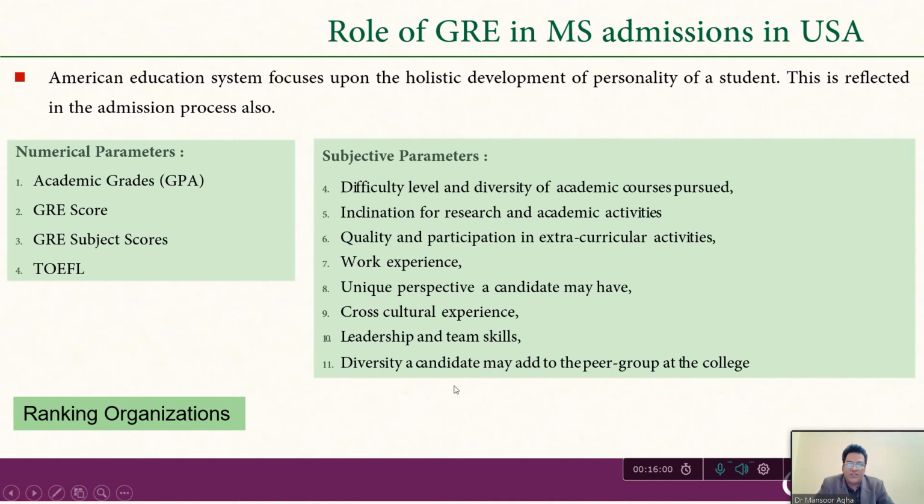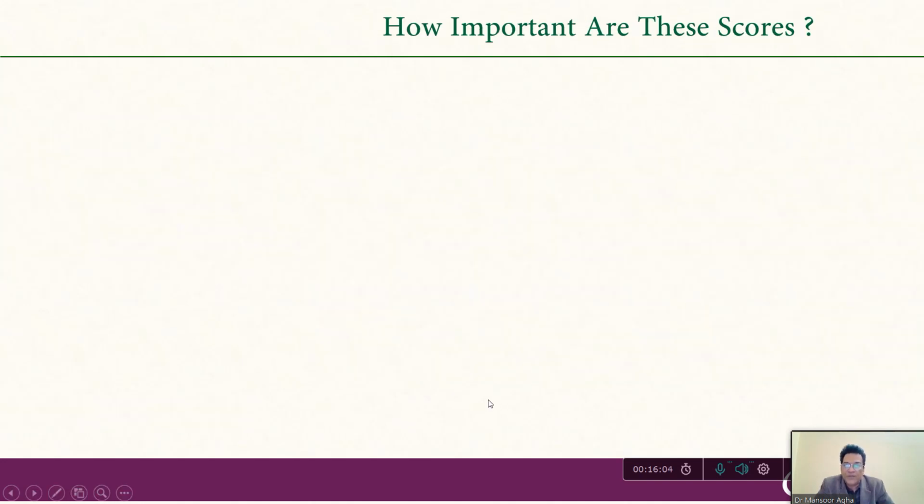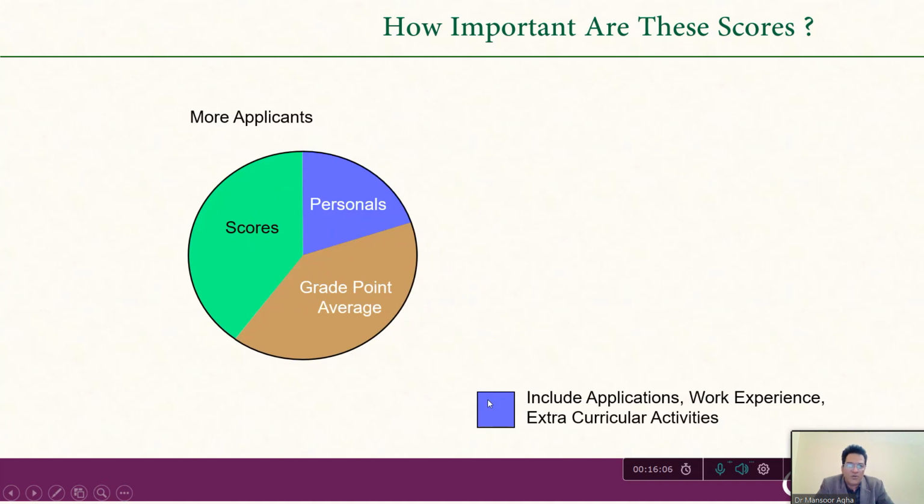And as the admission process proceeds further, the subjective parameters have a bigger role to play. So let's understand how important are these scores. If you're looking at a particular college where there are a greater number of applicants for a particular program, then your numerical parameters have a greater importance.